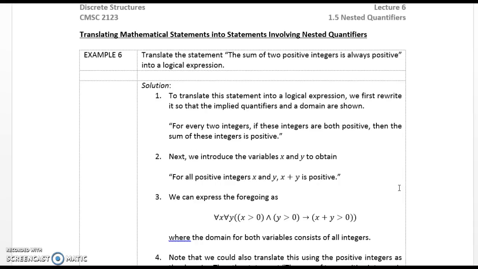Next, we introduce the variables x and y to obtain for all positive integers x and y, x plus y is positive. We can express the foregoing as for all x, for all y, x greater than 0 and y greater than 0 implies that x plus y is greater than 0, where the domain for both variables consists of all integers.